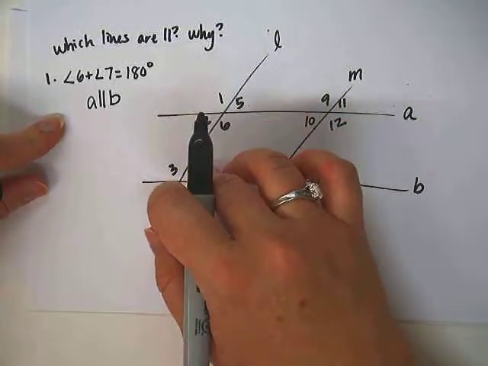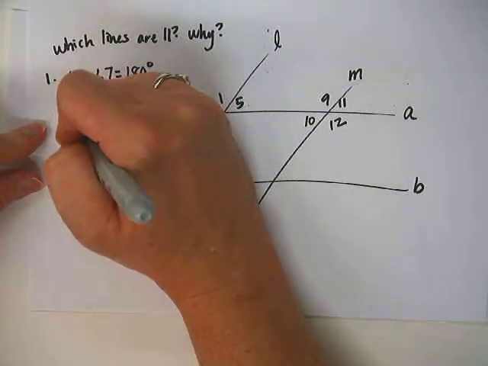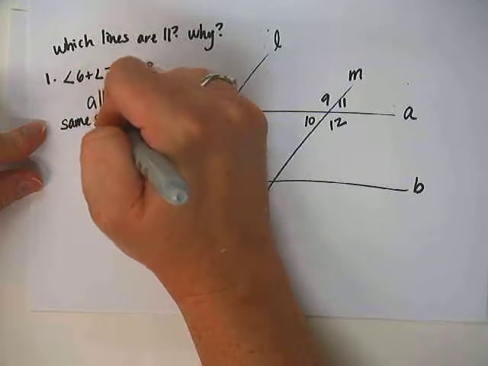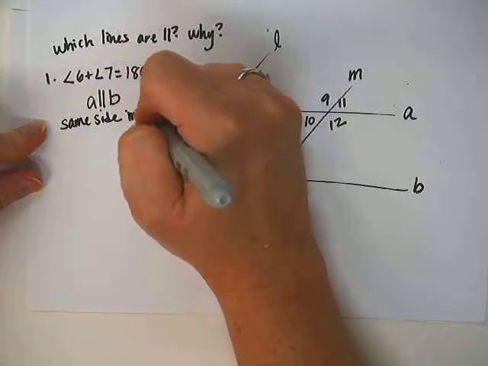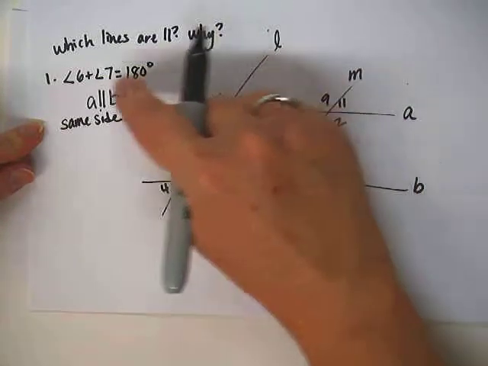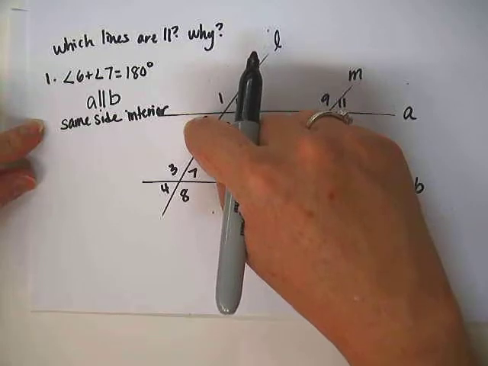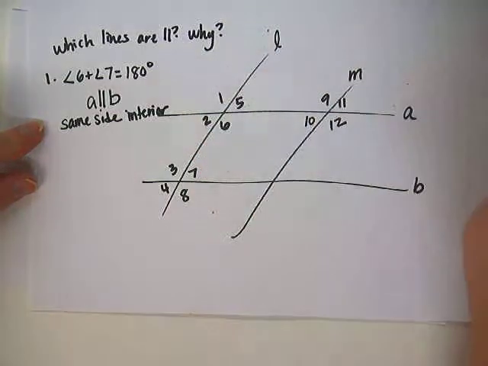A and B. Good. A is parallel to B because what? What type of angle pair is this? Nope. These are same side interior. Good. I heard someone say that. Because same side interior angles are the ones that add up to 180, right?